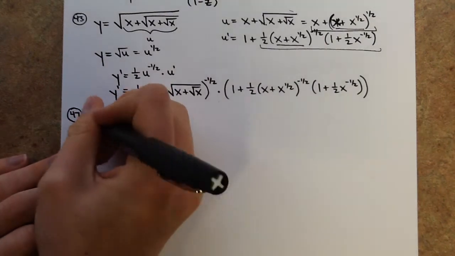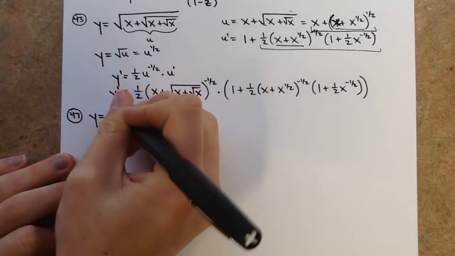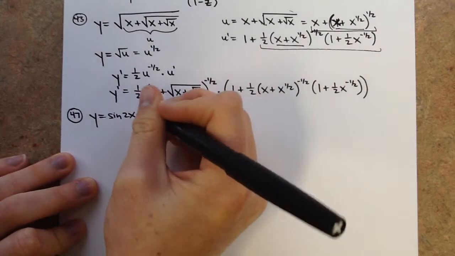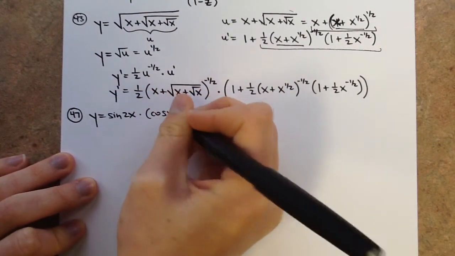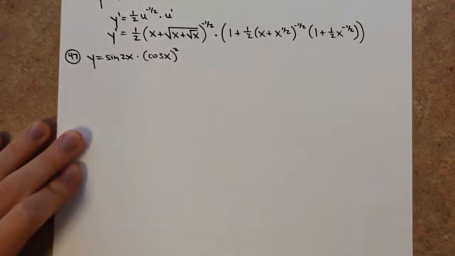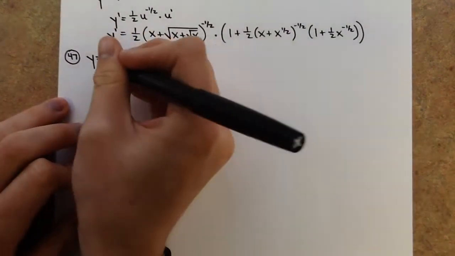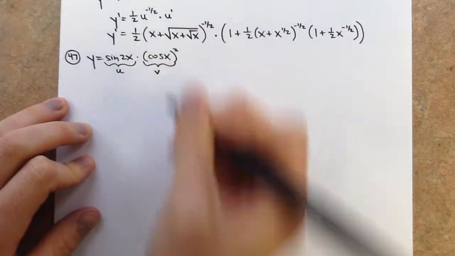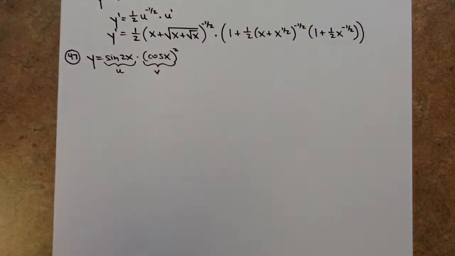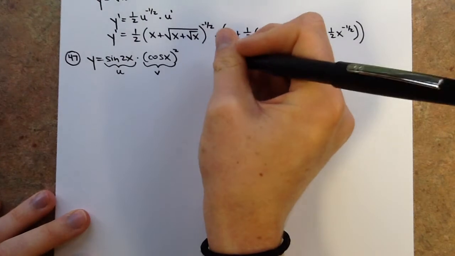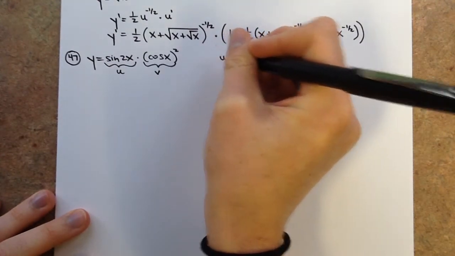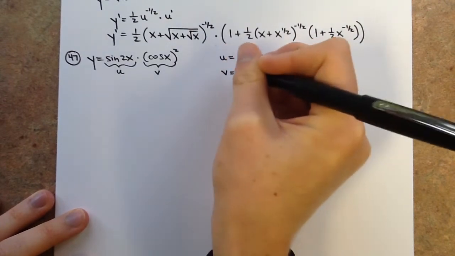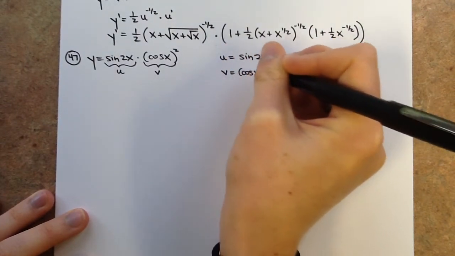Okay, 47. y equals the sine of 2x and then times cosine squared of x. Remember, cosine squared is really that. Okay, so we're going to do a product rule because we have one function and then a second function. Both of those functions require chain rules. So let's do a little work over the side. So u equals the sine of 2x, v equals cosine of x, quantity squared.